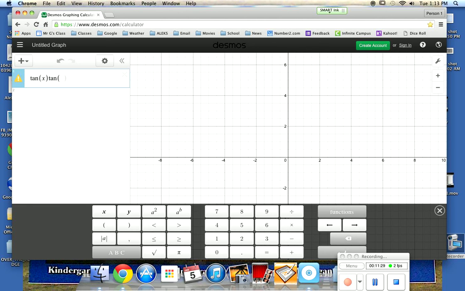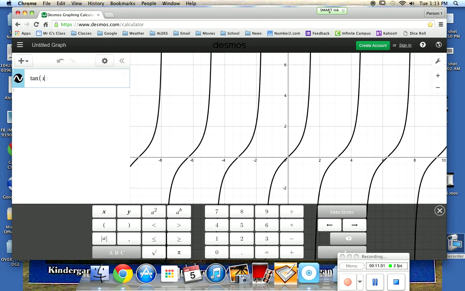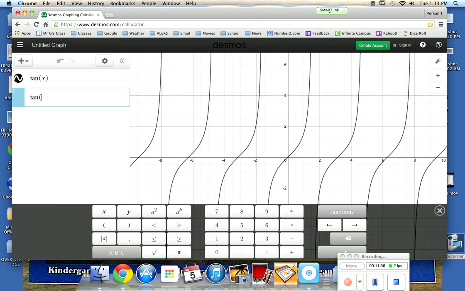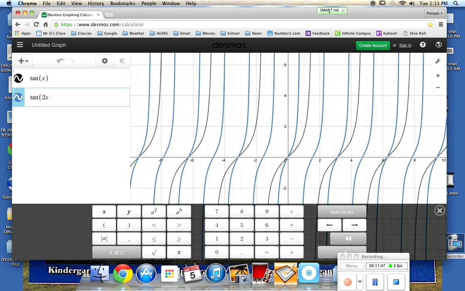Oh, I did it again. Hate it when that happens. Okay. What happens when I take my tangent and I do a period shift on this? Let's make it 2x. Kind of the same stuff, doesn't it? It hasn't moved it over at all. It just made it narrower. Same thing as amplitude. It is what it is.